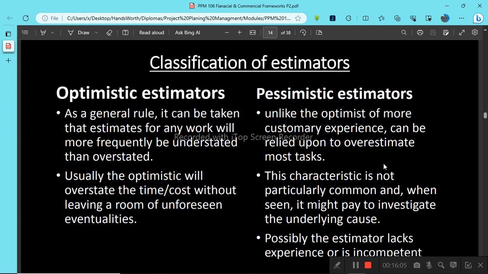A general rule under optimistic estimators is that it can be taken that estimates for any work will more frequently be understated than overstated. Okay, usually the optimist will overstate the time and cost, leaving room for unforeseen eventualities. So the optimistic estimator is someone who always tries to estimate a cost that is a little bit more than what is expected.